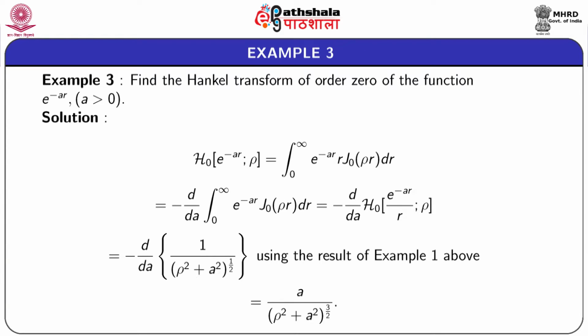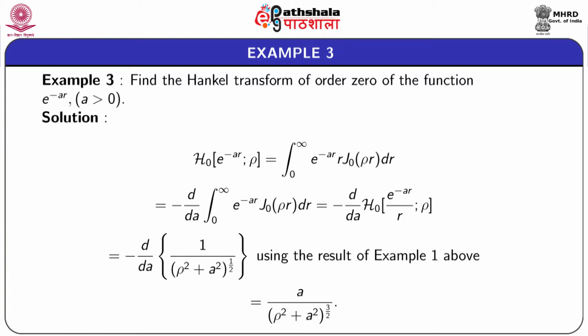Next we come to example 3. Here we shall find the Hankel transform of order 0 of the function e to the power minus a r, where a is positive. We write the Hankel transform of order 0 of e to the power minus a r as integral from 0 to infinity e to the power minus a r r J0 rho r dr. Now, we can write this integral as minus d by da of integral 0 to infinity e to the power minus a r J0 rho r dr.